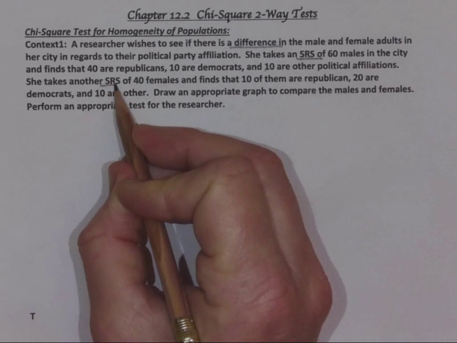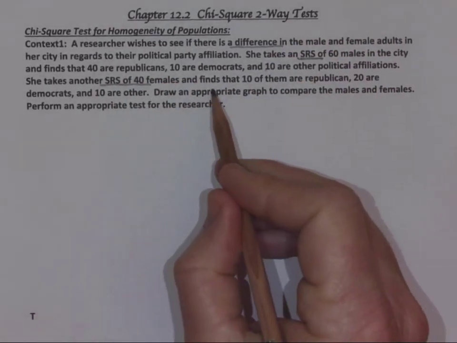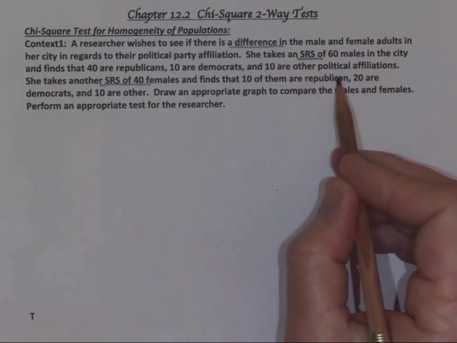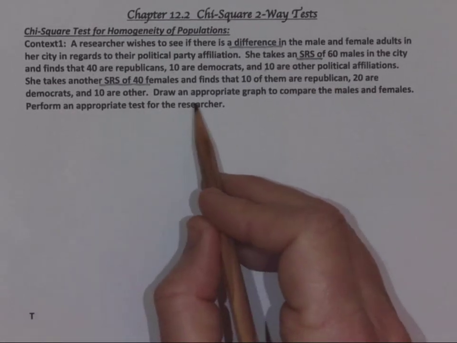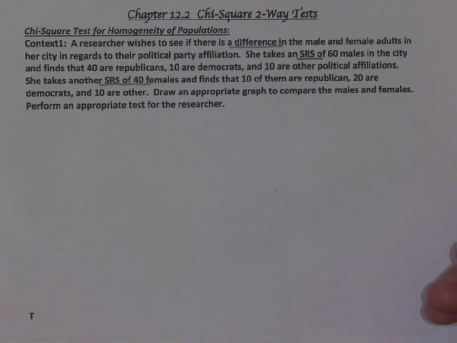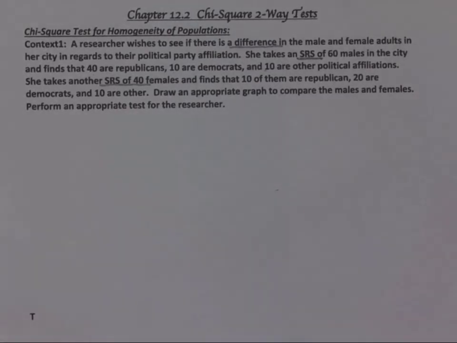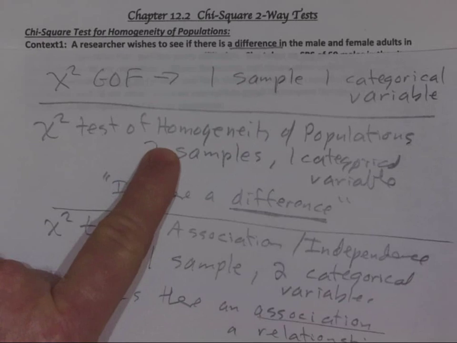Takes another SRS, so we have two SRSs, of 40 females and finds that 10 of them are Republican, 20 are Democrat, and 10 are other. Draw an appropriate graph, first of all, to compare the males and females and perform an appropriate test. So first of all, performing the appropriate test, you notice there's two samples. This is going to be a chi-square test of homogeneity of populations.